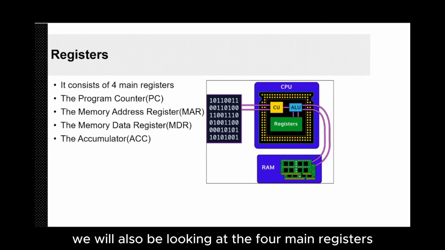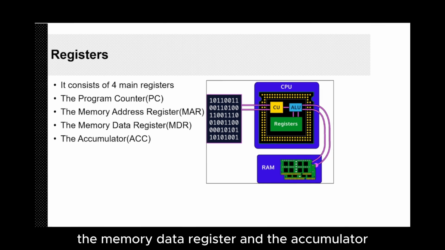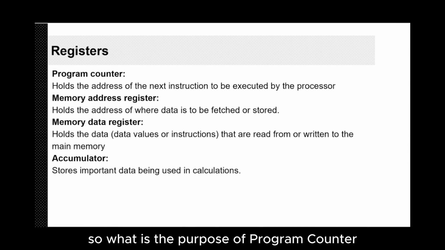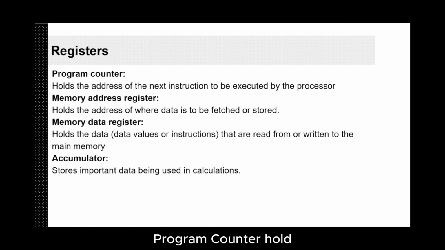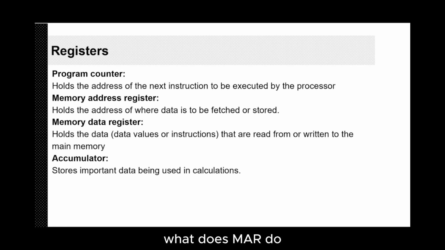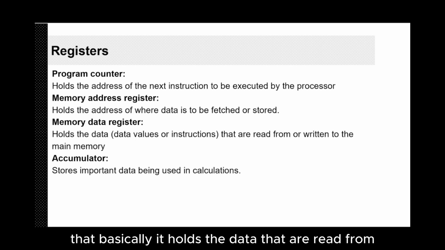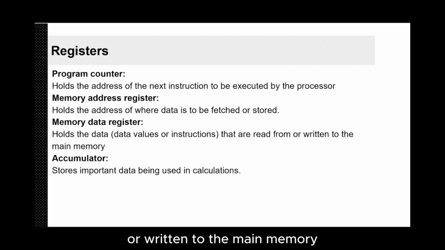We will also be looking at the 4 main registers: the program counter, the memory address register, the memory data register, and the accumulator. So what is the purpose of the program counter? The program counter holds the address of the next instruction to be executed by the processor. What does the MAR do? It holds the address of where the data is to be fetched or stored. What does the memory data register do? It holds the data that is read from or written to the main memory. And the accumulator stores all your calculations.